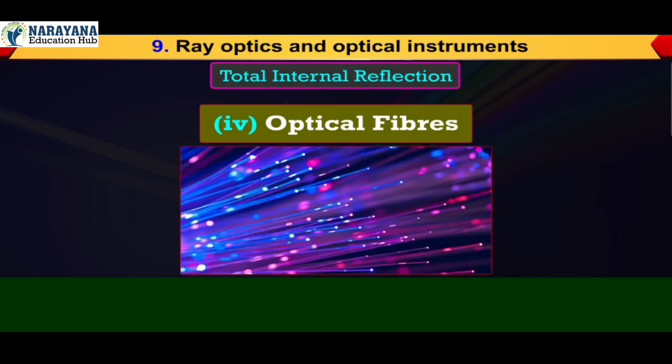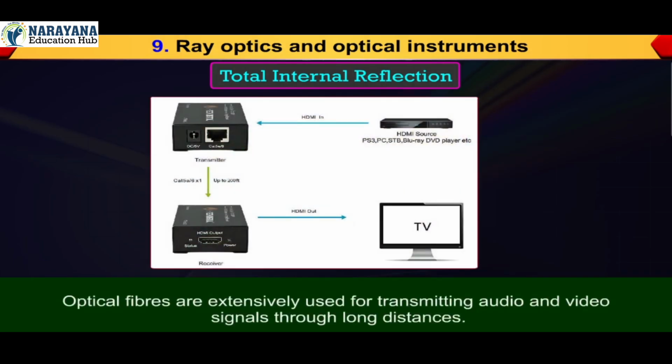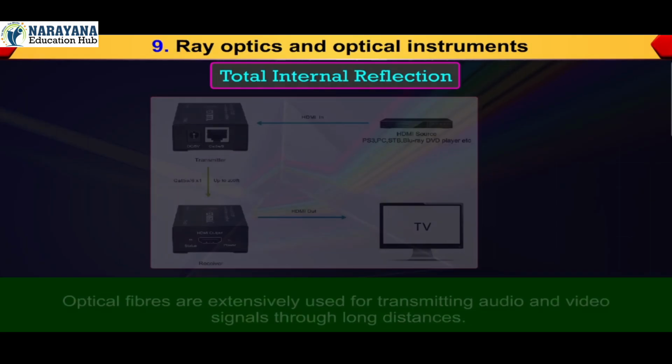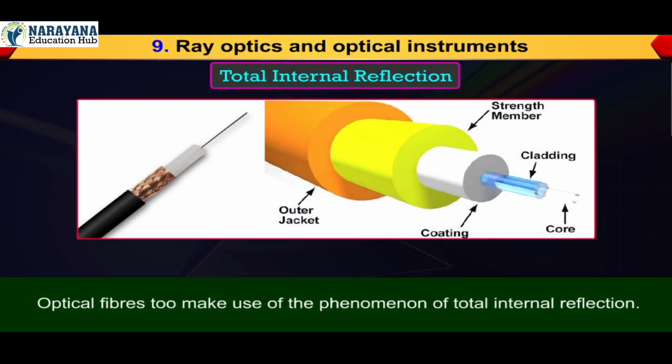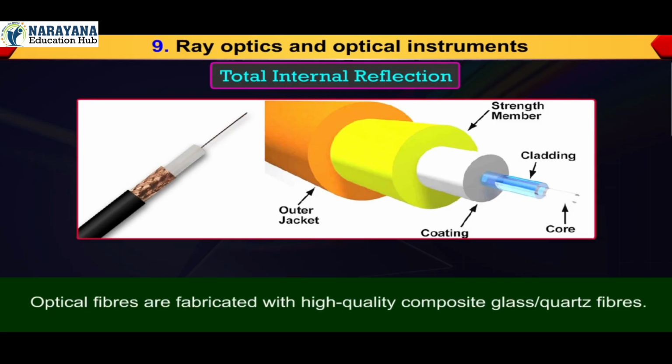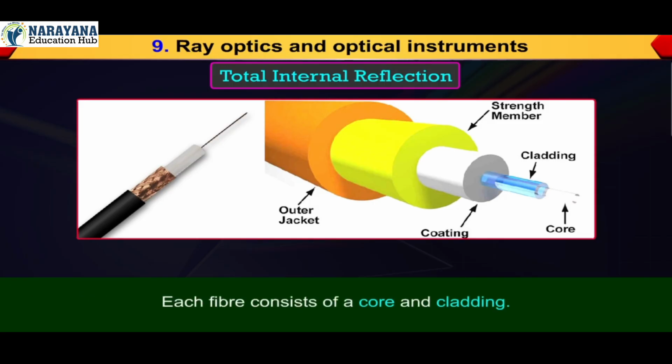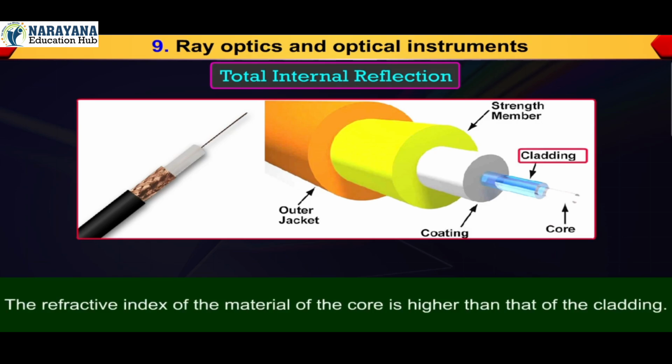Number 4. Optical fibers. Optical fibers are extensively used for transmitting audio and video signals through long distances. Optical fibers make use of the phenomenon of total internal reflection. Optical fibers are fabricated with high-quality composite glass or quartz fibers. Each fiber consists of a core and cladding. The refractive index of the material of the core is higher than that of the cladding.